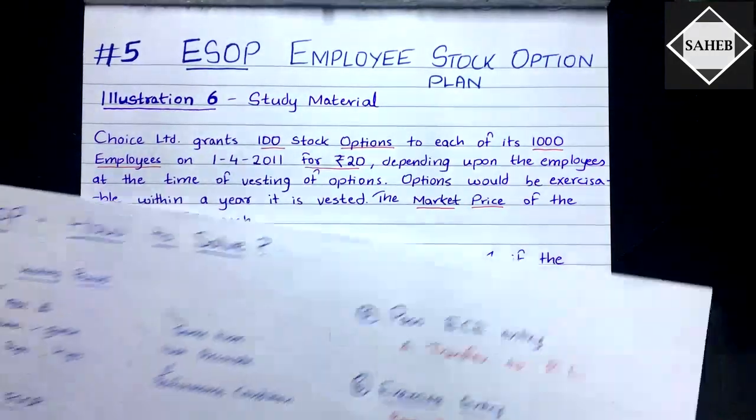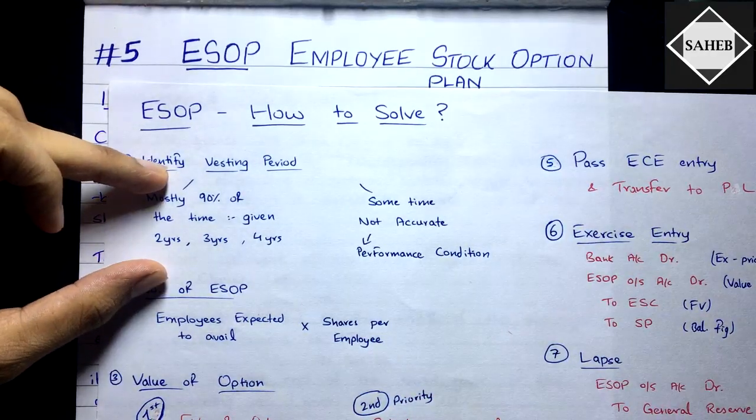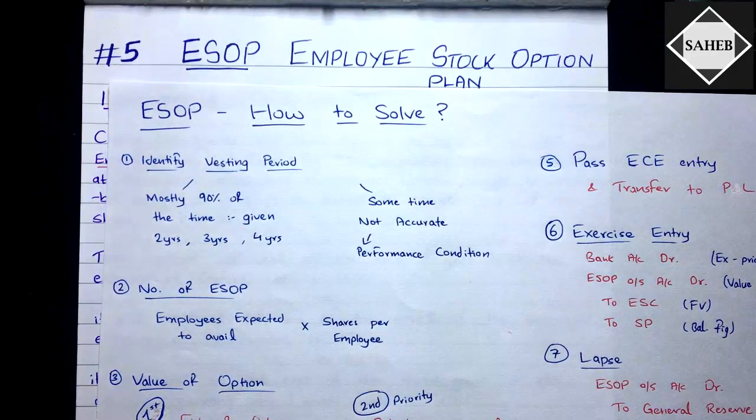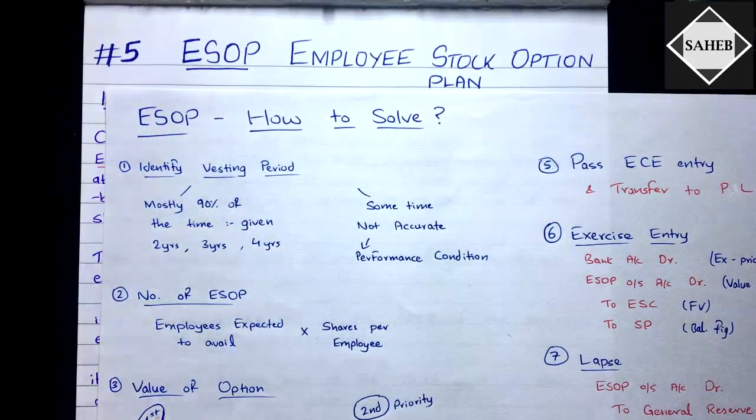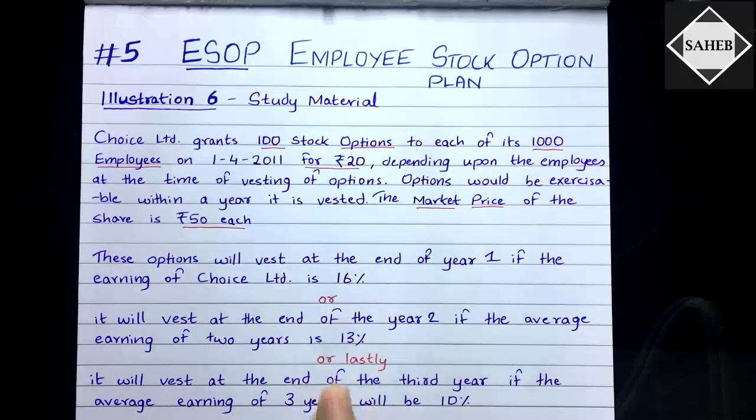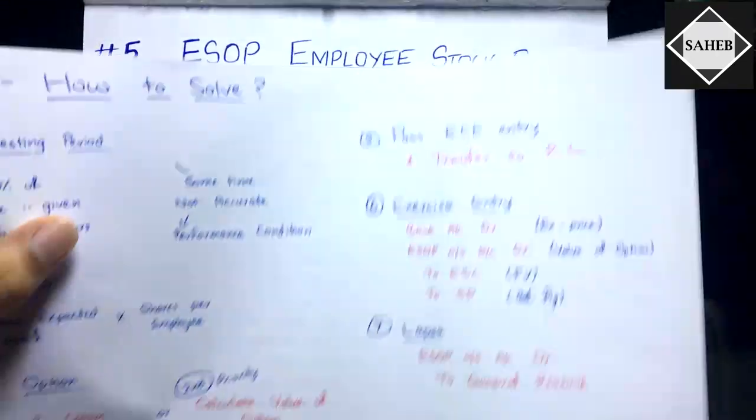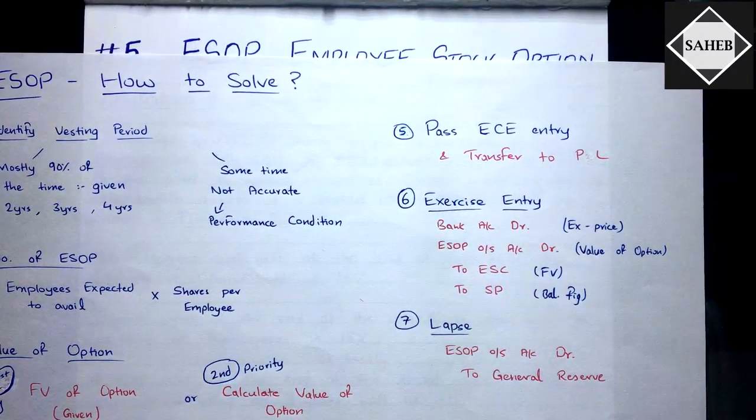Okay, so what can happen when you get a question? Either you can get a service condition. 90% of the time you will get a service condition, right? Exactly, the vesting period will be mentioned, 2 years, 3 years, 4 years. Exactly, you have to be employed for a certain period. Or sometimes what will happen is that targets will be given. If targets are given, then that's a performance condition, and the vesting period is not fixed, it will change.